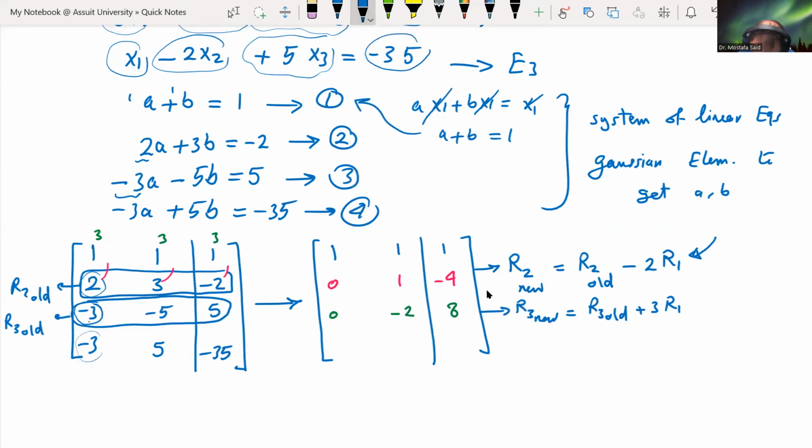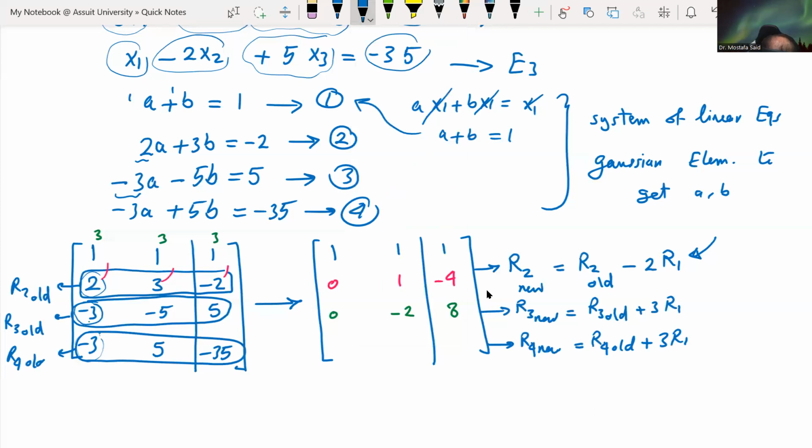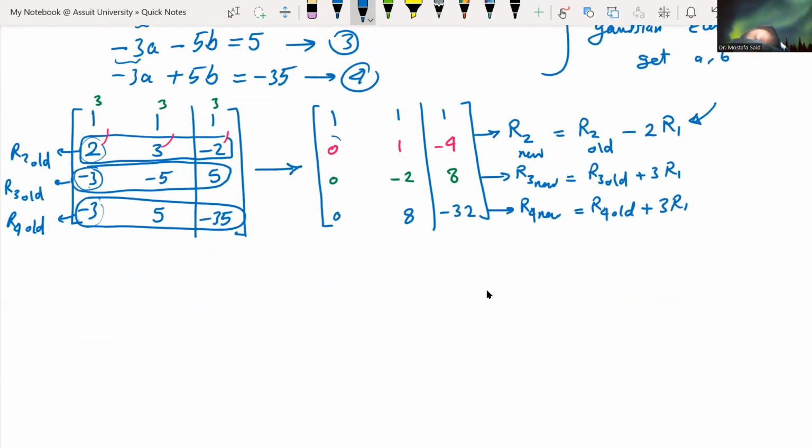Finally, we're going to get rid of this one here. So we're again going to multiply by 3: R4 new equals R4 old plus 3R1. Minus 3 plus 3 is 0, 5 plus 3 is 8, minus 35 plus 3 is minus 32. Good. Now we've made the pivot 1, the only one in this column.